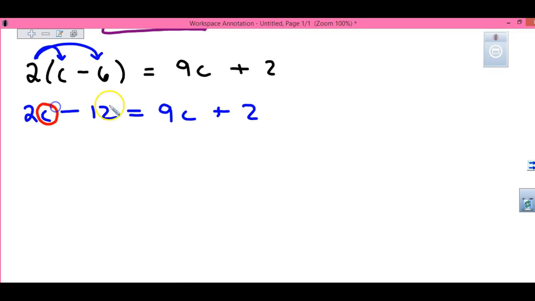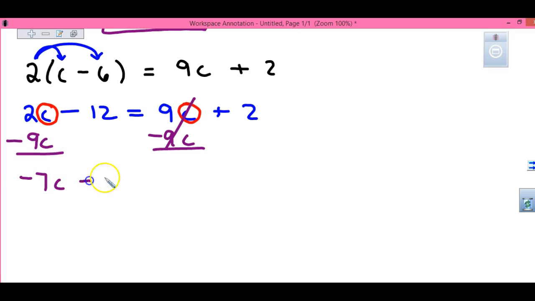Now we have the variable on both sides of the equation, and we can choose to take the variable to either the left side or the right side. Either way would be the same thing. I'm going to choose to take the variable to my left side. So I'm subtracting 9c from both sides. Negative 7c minus 12 is equal to 2.